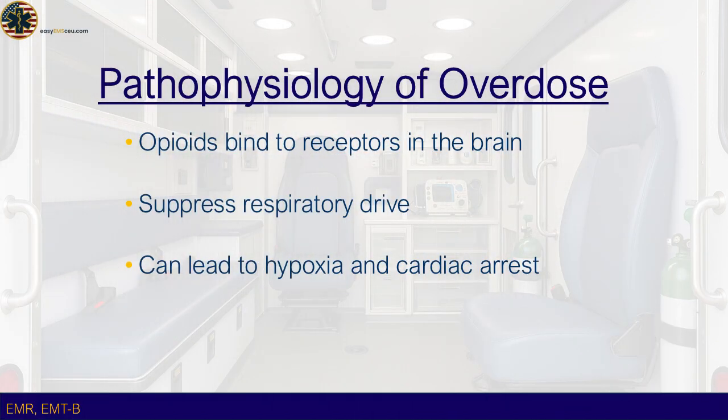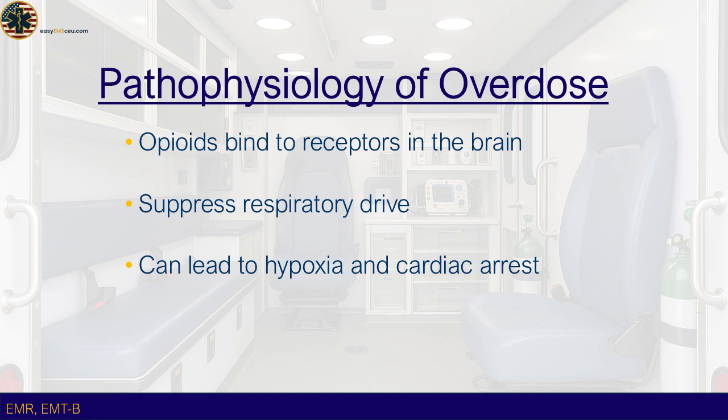Opioids exert their effects by binding to specific receptors in the brain, primarily the opioid receptors. These receptors are responsible for regulating pain, reward, and respiratory function. When opioids occupy these receptors, they effectively reduce the perception of pain and can produce feelings of relaxation or euphoria. However, this binding also has dangerous side effects.